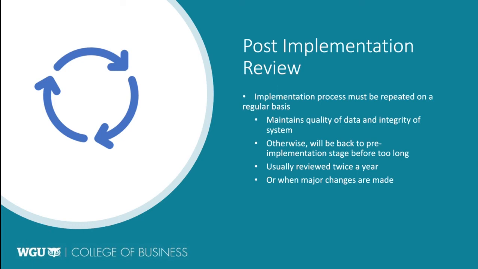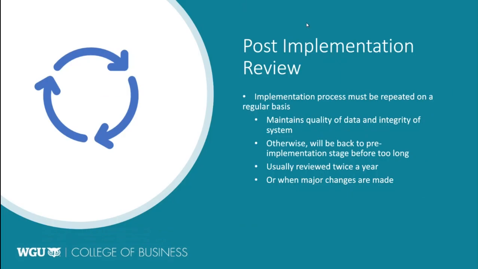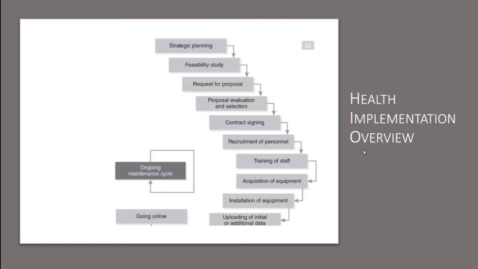This is something that should be done on a regular process. This post-implementation review is the continuous improvement process. This is something that should be done on a regular basis, quarterly, biannually, whatever works for your organization, but it needs to be continuous, whatever is decided.